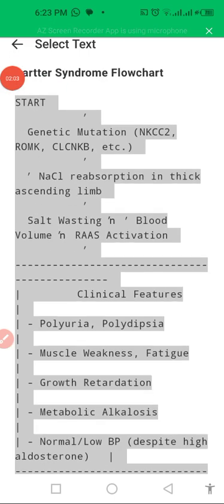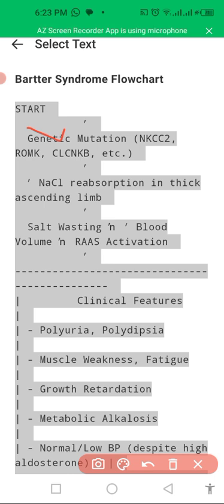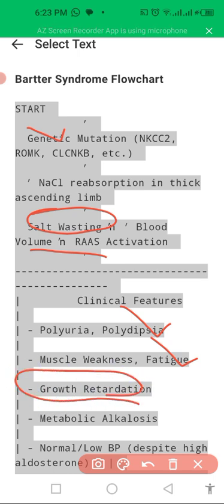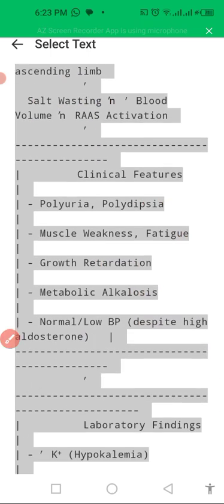Okay, so another disease that is associated with the thick ascending limb of the loop of Henle is Bartter syndrome. Bartter syndrome is caused by genetic mutation of certain genes. There will be salt wasting and blood volume depletion. Clinical features will be polyuria, polydipsia, muscle weakness, fatigue. In patients, there will be growth retardation and metabolic alkalosis, and BP is low, and aldosterone will be high.